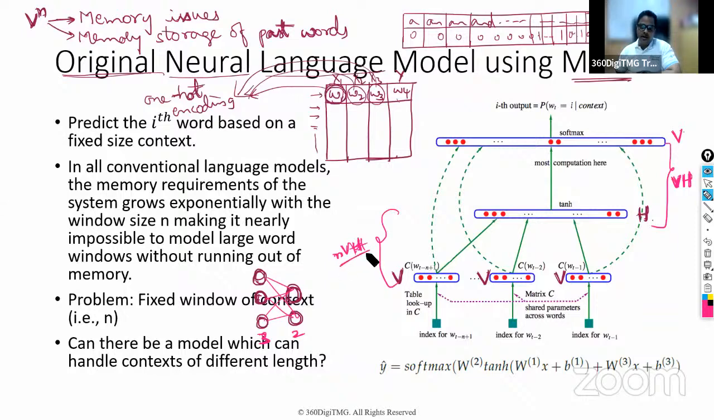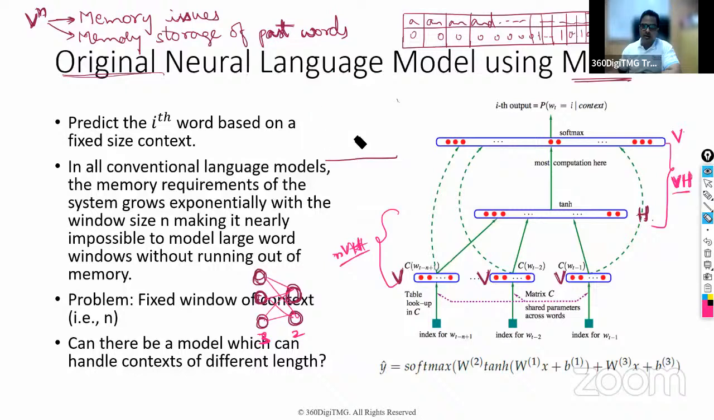Okay, so here we have NVH, here we have VH. So in total, we have NVH plus VH. So this will be nothing but N plus 1 into VH. These are the number of weights.